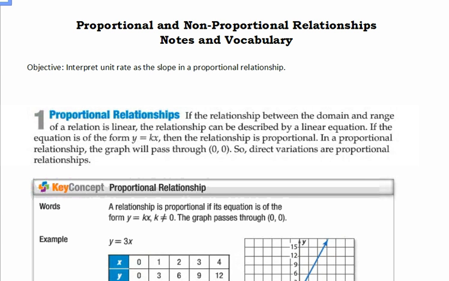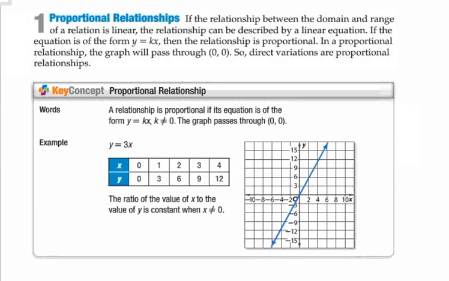Objective of this section is to interpret unit rate as a slope in a proportional relationship. So we've looked at unit rate and slope so far. We're looking at that proportional vocab today a little bit. Okay, it says that if the relationship between the domain and range of a relation is linear, the relationship can be described as a linear equation. If the equation is of the form y equals kx, then the relationship is proportional.